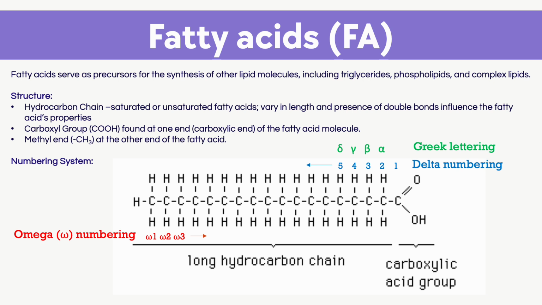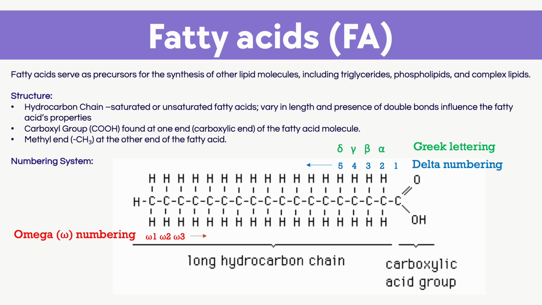Carboxyl group, COOH, is found at one end of the hydrocarbon chain. The carboxyl group consists of a carbon atom double bonded to an oxygen atom and single bonded to a hydroxyl group. This carboxyl group gives the molecule its acidic properties and distinguishes it as a fatty acid. The other end of the fatty acid chain is called the methyl end, CH3, which is a single carbon atom bonded to 3 hydrogen atoms.